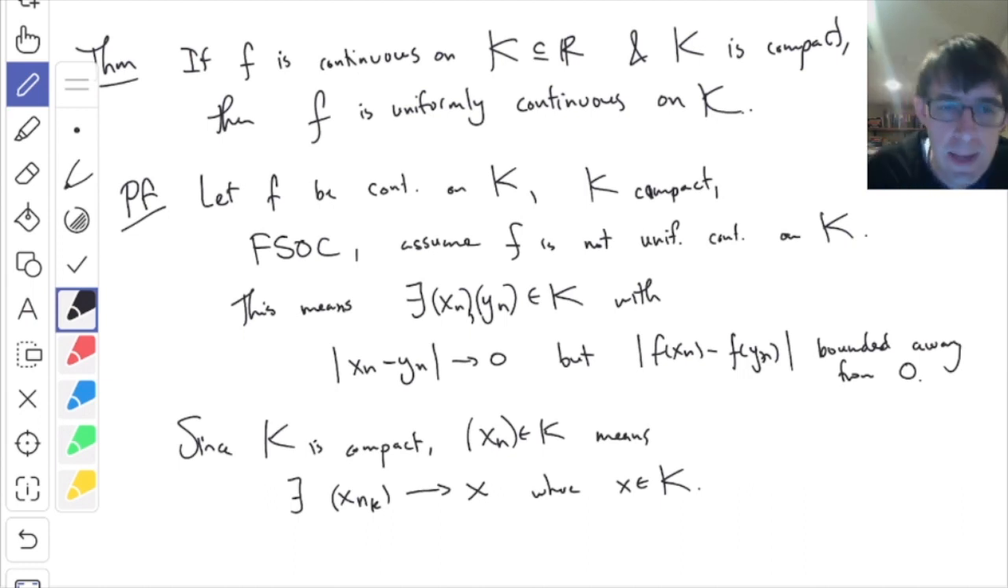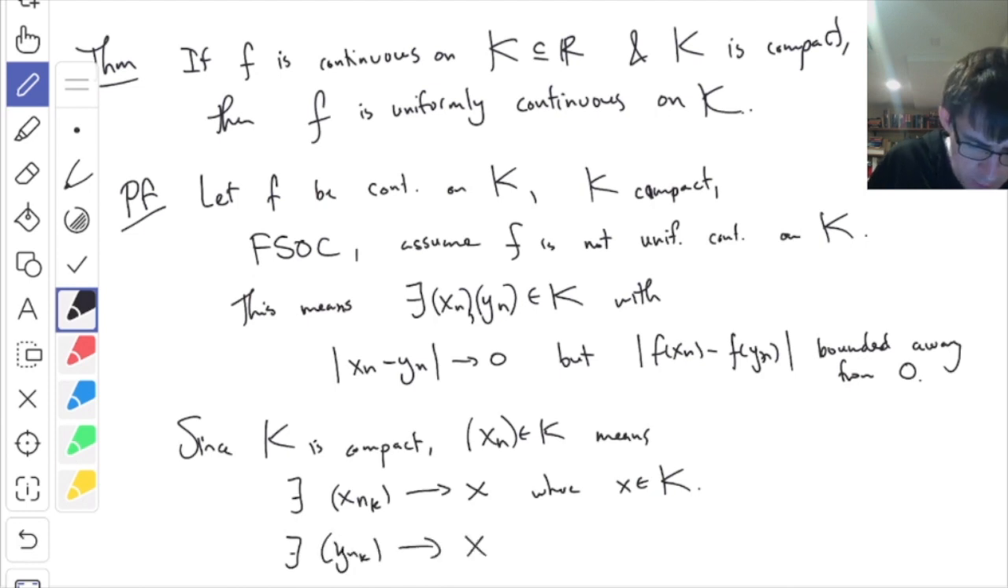Same goes for the yn's, right? It means also that there exists some y_nk subsequence converging not to x, but to some point y, where y is in K.